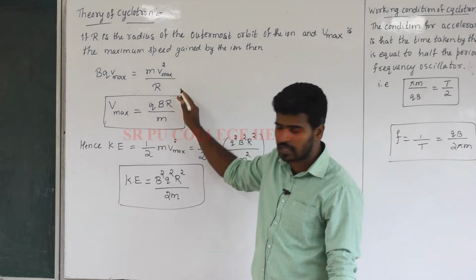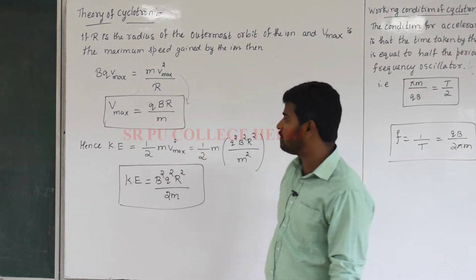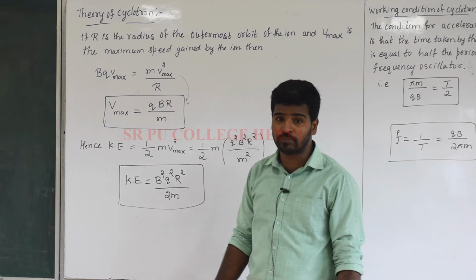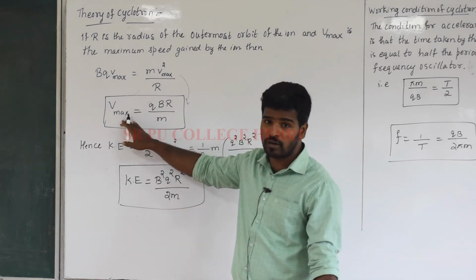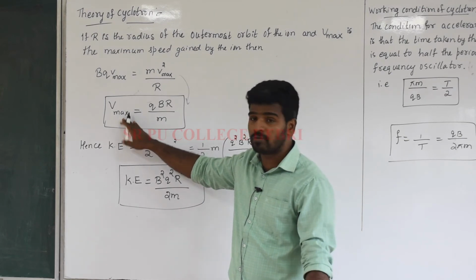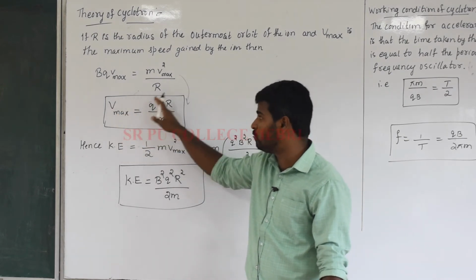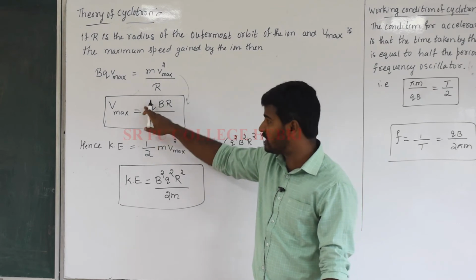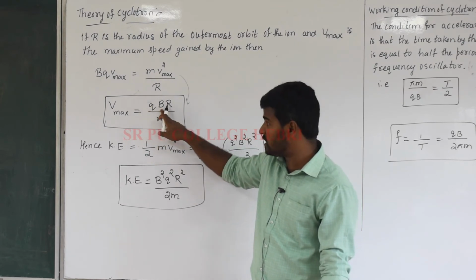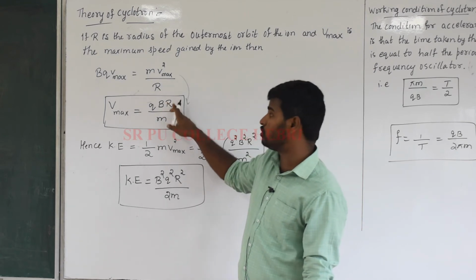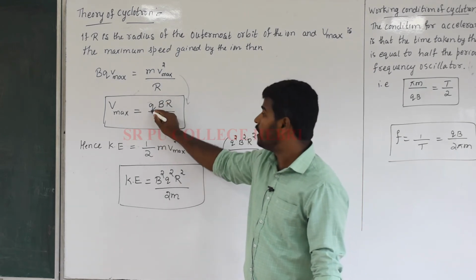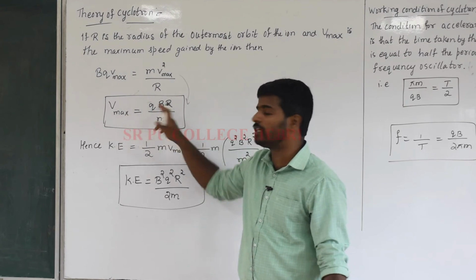By simplifying, we get Vmax is equal to QBR divided by M, which means the moving charged particle at the outermost orbit has maximum velocity given by Vmax equal to QBR divided by M. Q is the charge, that is constant. B is the magnetic field. R is the radius of the outermost orbit, and M is the mass. Q and M are constant, therefore V is related to B and R.